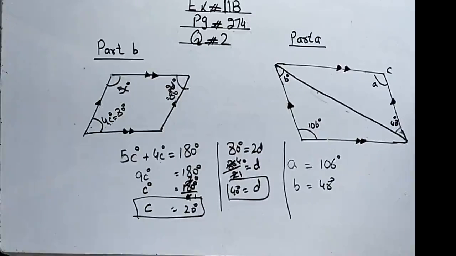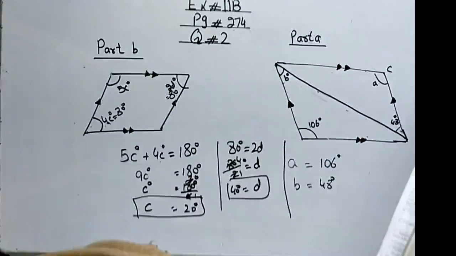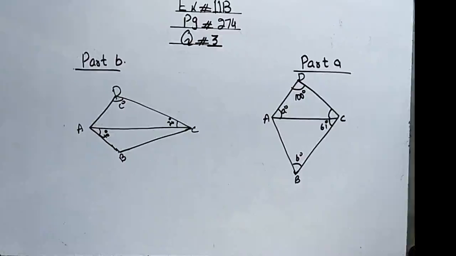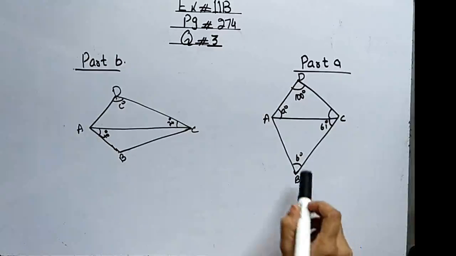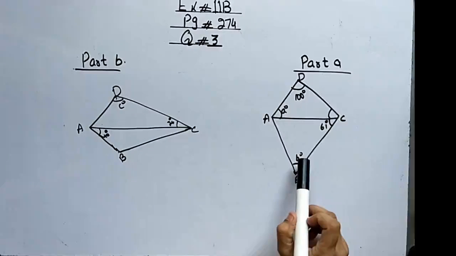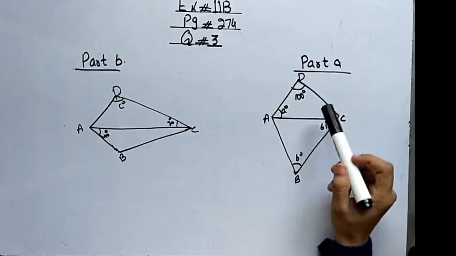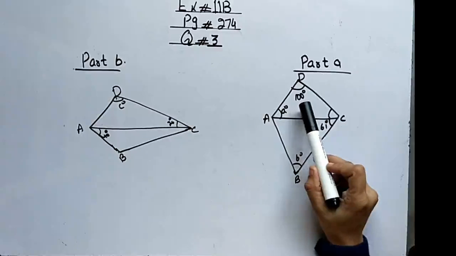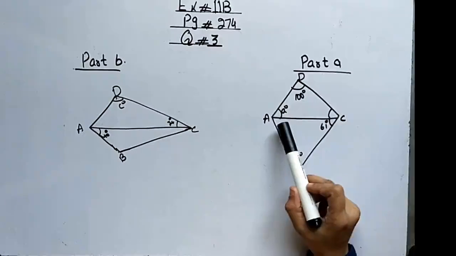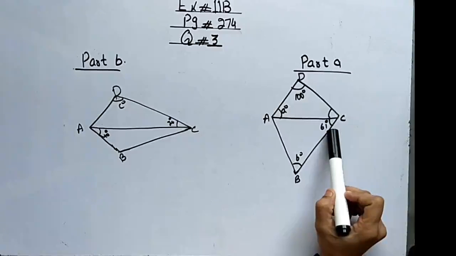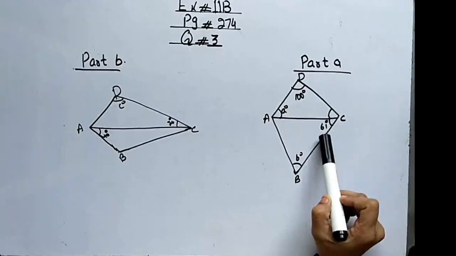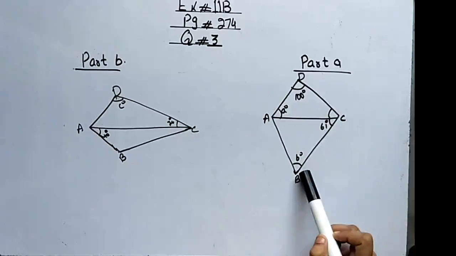Okay, now come to question number 3. In question number 3, the given shapes are kites. Look here, the first part. So beta, a kite has some special properties. First, the angle D is equal to 100 degrees and angle A is unknown, and here half of the angle C is equal to 61 and angle B is equal to 60.